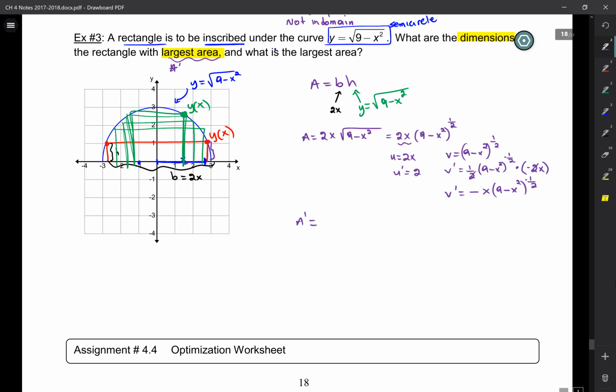A prime is going to be, right, so U V prime, so it's going to be negative 2x squared times 9 minus x squared to the negative half, plus 2x times negative x, and then 2 times something to the half. Okay?